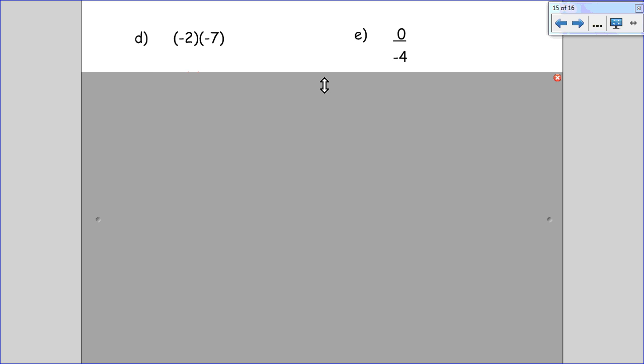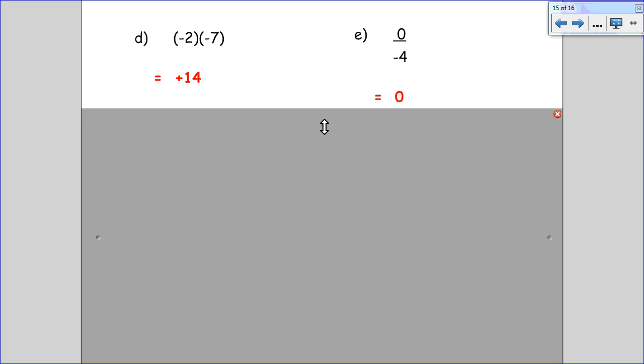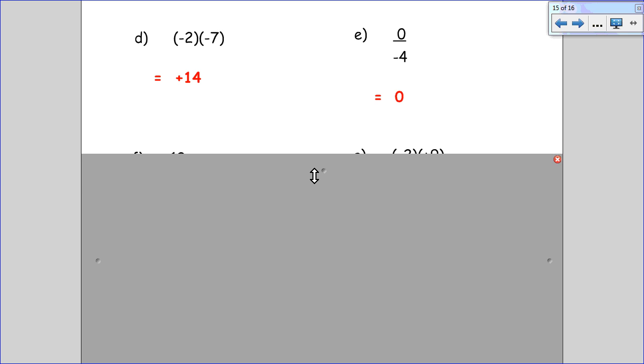E is 0 divided by -4. If I have nothing and I share it with anybody, I'm still giving them nothing. So it doesn't matter whether I share nothing with a positive or a negative, I still have nothing, and the answer remains 0.